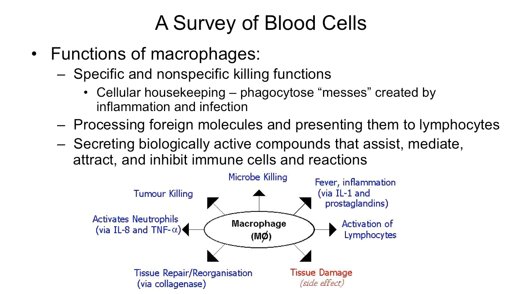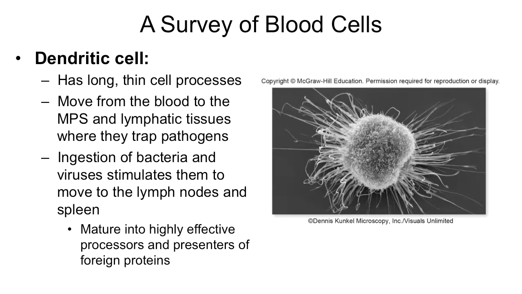So this little picture at the bottom shows you some of those functions. They can kill microbes, they can kill tumor cells, they can activate neutrophils via some of these activating molecules like interleukin-8 or tumor necrosis factor alpha. They can help in tissue repair and organization. A side effect of that tissue repair and organization can be tissue damage, especially if they're causing inflammation and fever. And they're able to also activate lymphocytes. So they have a lot of different specific and non-specific functions.